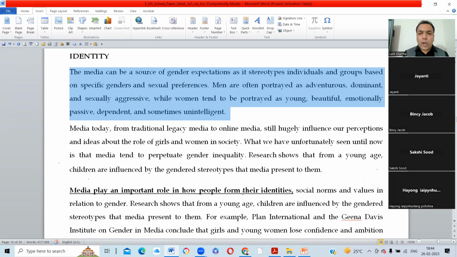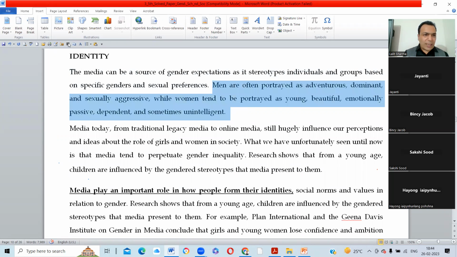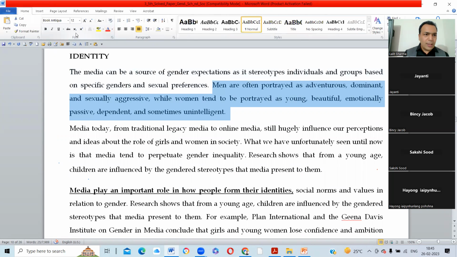Men are often portrayed, look, I highlight this and underline this, one in red and one, right? Look, men are often in the media, we have seen media like newspaper, digital media, men are often portrayed as adventurous, dominant, sexually aggressive, while women tend to be portrayed as young, beautiful, emotionally passive, dependent, and sometimes unintelligent. Right? We have seen in the movies and others.